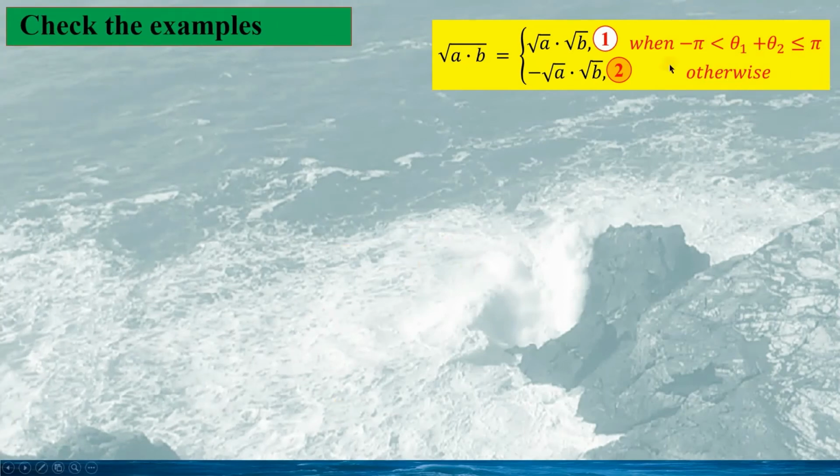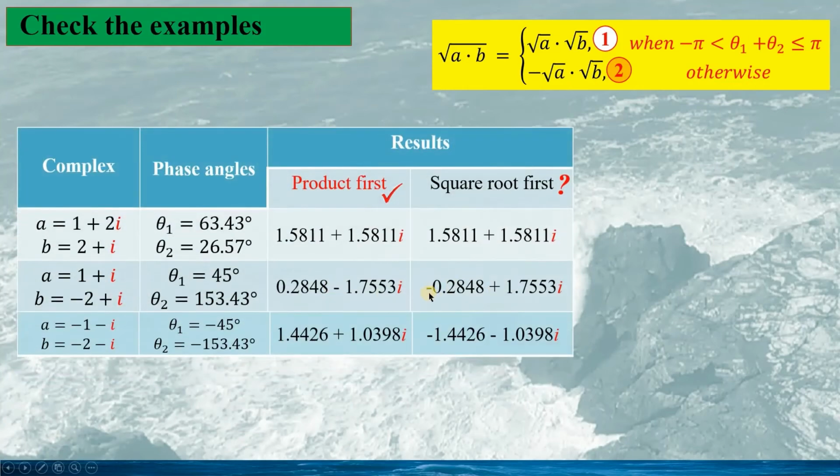Now we can use this principle to check the result we have seen before, the 3 examples. Here we also gave the argument theta 1 and theta 2 for the complex numbers A and B. For the first example, if we add theta 1 and theta 2 together, it is 90 degrees. So theta 1 plus theta 2 is within the limit for the principal value. Therefore, these two calculations would be the same as in scenario 1.